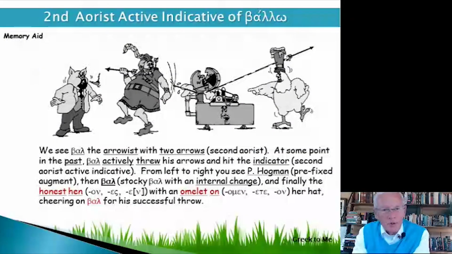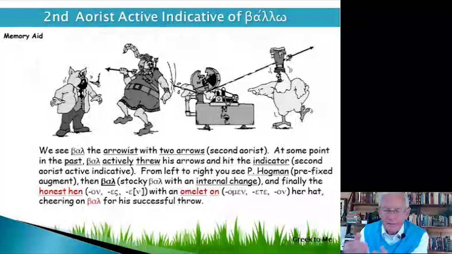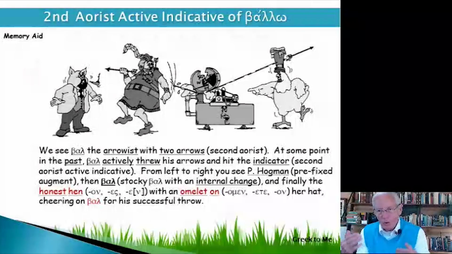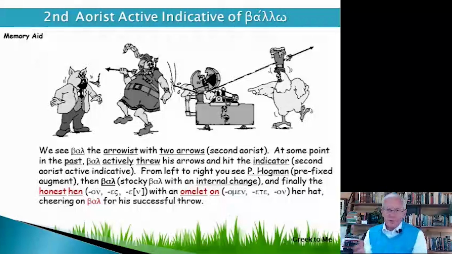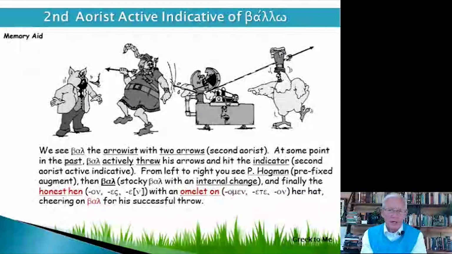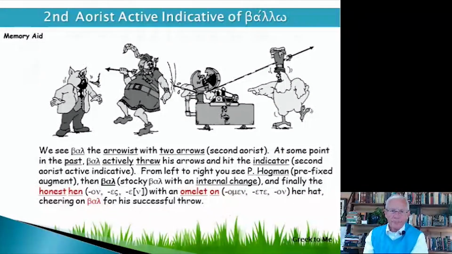So we have a memory aid here. We see Ball. We have to change persons here because we can't deal with Lou. Lou goes with the pattern of the first aorist. So we see Ball here, the aorist with his 2 arrows for second aorist. At some point in the past, Ball actively threw his arrows and hit the indicator.